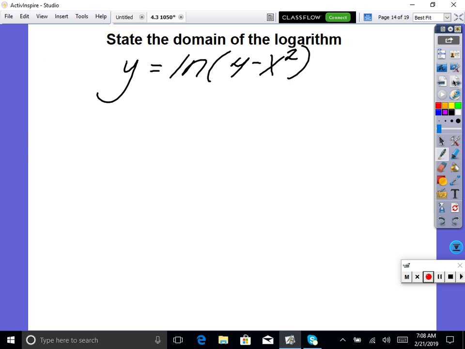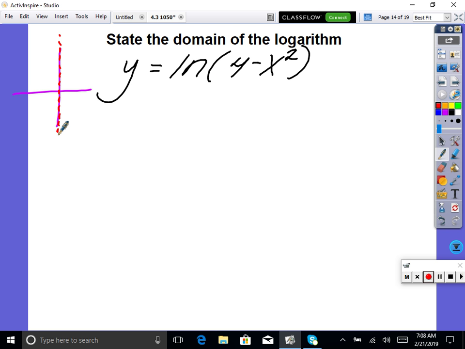Like, let's look at this one. Everybody, I would write this down in my notes. This is going to be a more advanced domain. Now here's the thing, guys. We know with logarithms, we have vertical asymptotes right here at 0. So our input, what we plug in, has to be greater than 0. Do you agree?